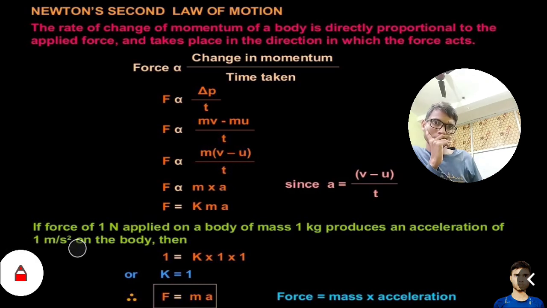If a force of 1 Newton applied on a body of mass 1 kg produces an acceleration of 1 meter per second squared on the body, then force is 1 Newton, and this much Newton is applied on this object, whose mass is 1 kg, and it produces acceleration of 1 meter per second squared. Then 1 will be force, k is a constant, 1 kg is the mass of the object, and 1 is the acceleration. Then here k would be 1. This is done.